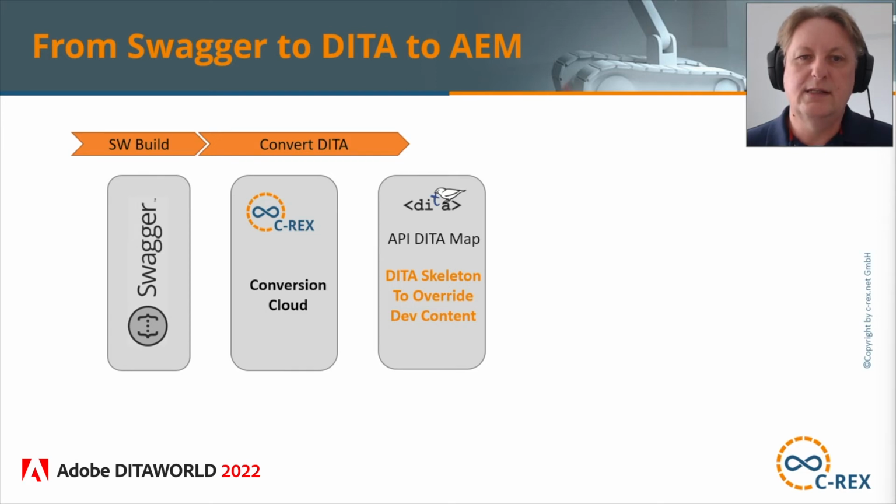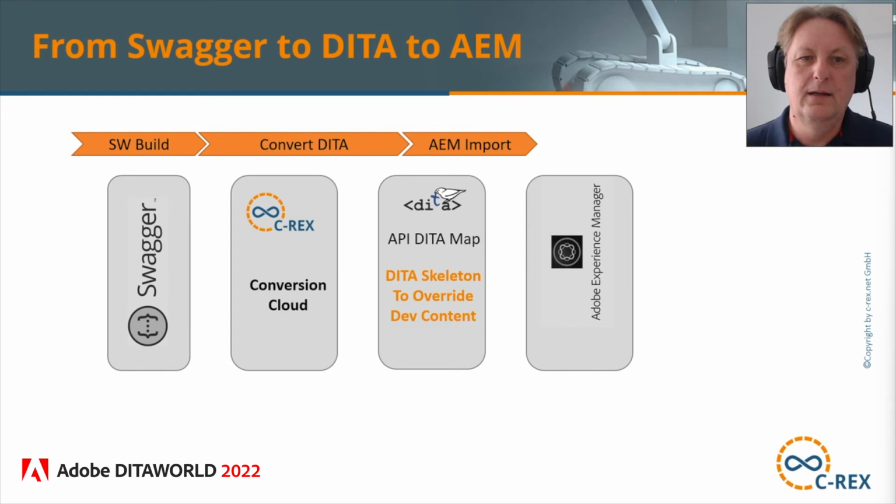These reuse topics now conref descriptions from the API our developers have written. As we want to override this developer content, an attribute conaction with value replace is added. This automatically generated content is imported to AEM. And Regine, our technical writer, can now override descriptions created by developers to provide great and high quality end user documentation.